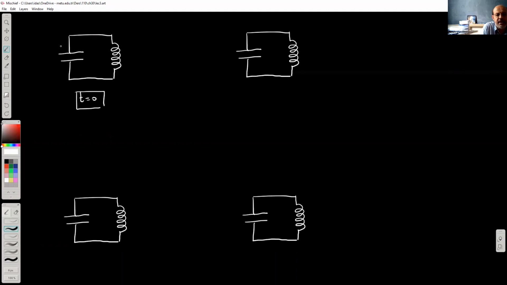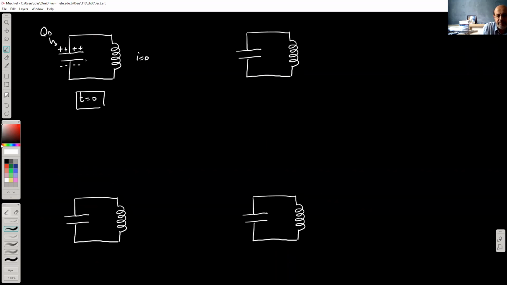At time t equals 0, the capacitor is completely charged. So that means there are positive charges here, plus Q0, and an exact same amount of negative charges on the other plate. And there's no current, so the current is 0.